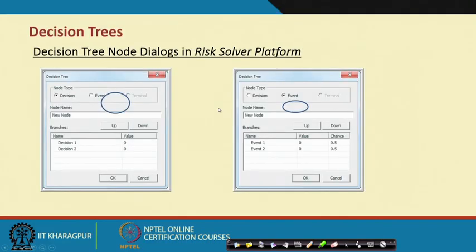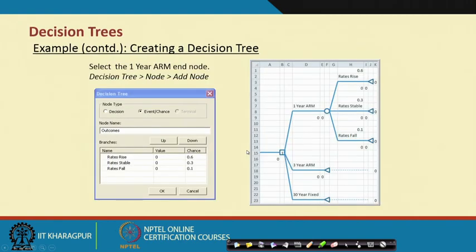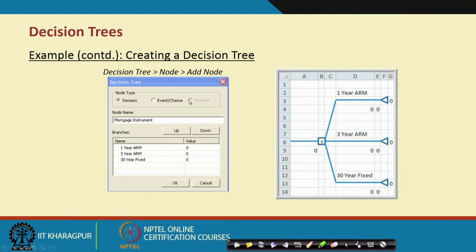This is the Risk Solver package, through which you can actually work out the decision tree. For a decision tree, the typical requirement is the various alternatives and the various outcome levels corresponding to these alternatives and situations. Now, in the case of a decision tree, this is the structure which I highlighted in the last lecture.